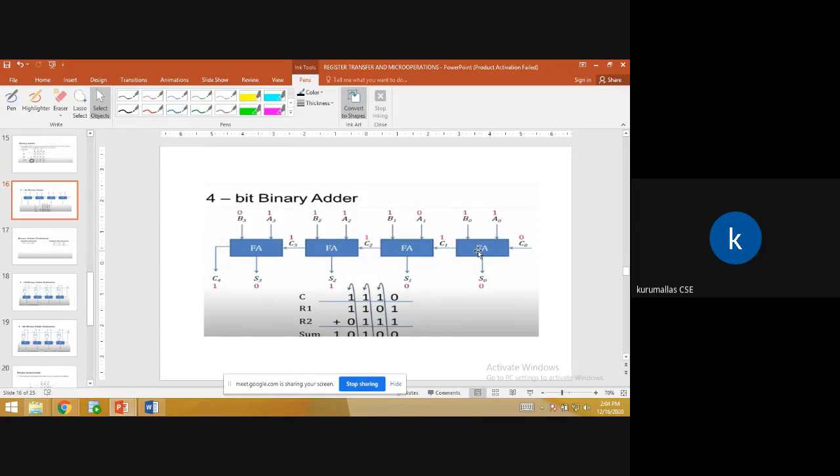We are taking three inputs. We have four full adders: one, two, three, four. Along with the carry, we have three bits as inputs to the full adder. Once you apply the full adder, we get one sum and a carry. This carry is forwarded to the next full adder. Similarly, we do all these operations up to the last full adder, which gives the sum and the carry. If it is 1, it is a negative sign. If it is 0, it is a normal number. This is about the 4-bit binary adder.